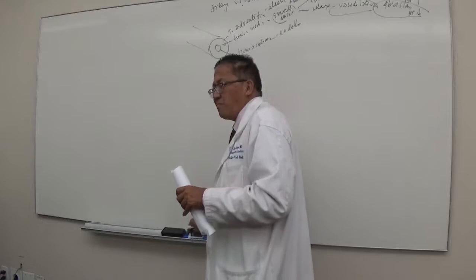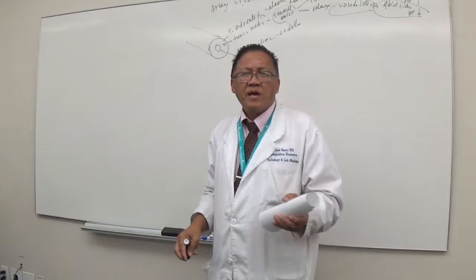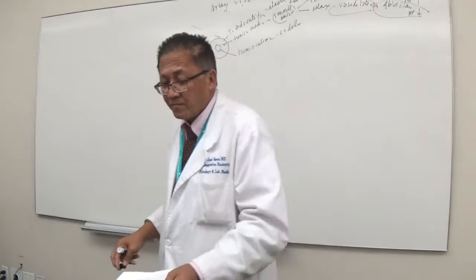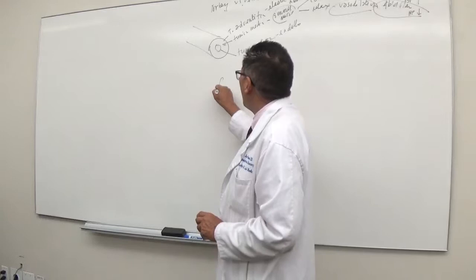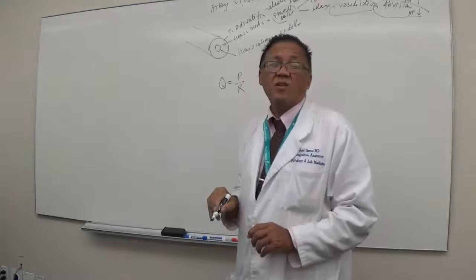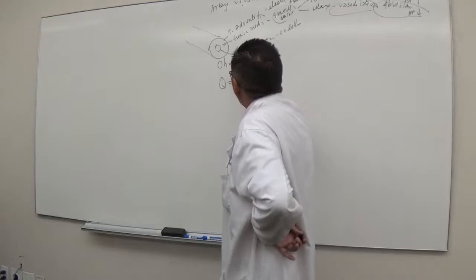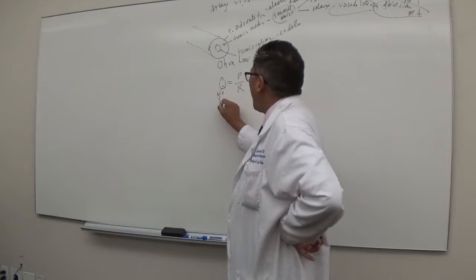So you might be wondering, what do I need this for, Dr. Gamma? In the chapter on blood flow, there were certain formulas that you need to know. Can anybody tell me the name of this formula? Q is equal to P over R. This is Ohm's law, where Q represents blood flow, while P represents pressure.